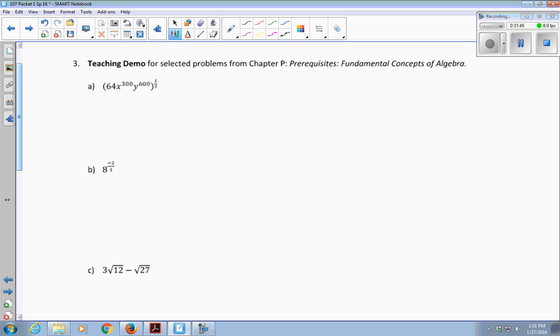Okay, so because all of the stuff in parentheses here is just multiplication, that just means take every single thing in there and raise it to the 1/3 power. So this is 64 to the 1/3 times x to the 300 to the 1/3 times y to the 600 to the 1/3. All right, 64 to the 1/3 power. Remember, when your exponent is a fraction, the top is the power, the bottom is the root. So I'm looking for the cube root of 64. 4, very good. So that's 4.